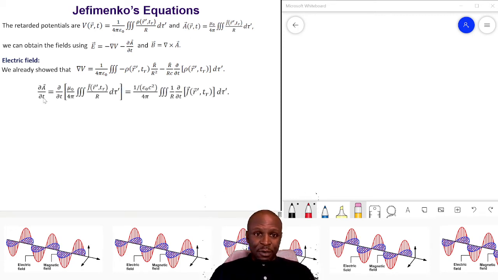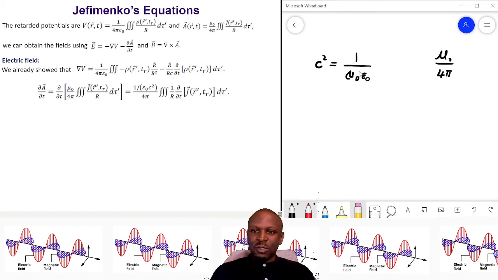Now, if we take the time derivative of the vector potential A, this is what we are going to have. Now, this term here is just written in terms of, you still remember that c squared is equal to 1 over mu naught epsilon naught. Now, in this equation, you have mu naught over 4 pi. I'm just taking this first part here, only this first part, so that I can show you this is the case.